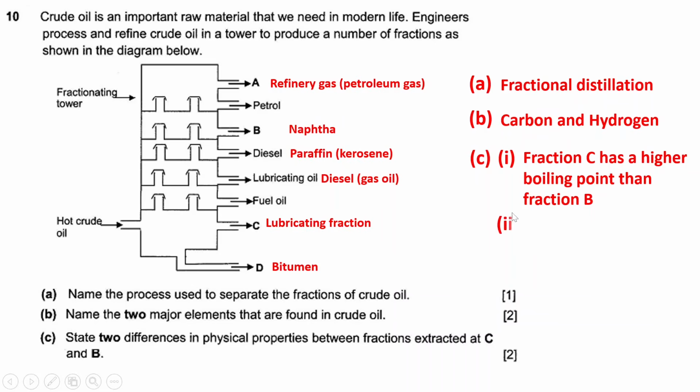Then the second difference is that fraction C, this one here, is more viscous or thicker than fraction B. So fraction C, which is lubricating oil, is thicker than fraction B, which is naphtha. Let's move to the next question.